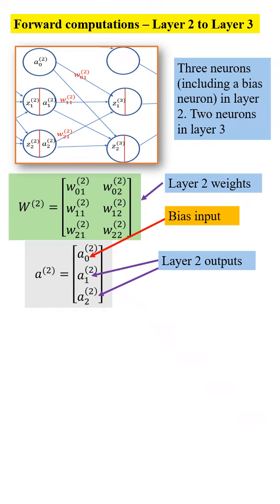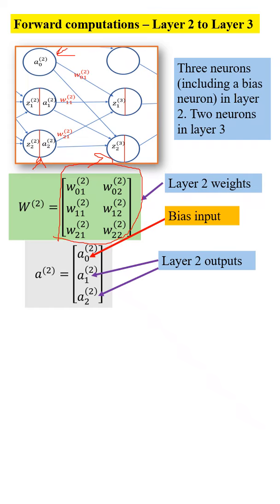Let us look at the forward computation of outputs. We have considered the example from layer 2 to layer 3. Layer 2 has 3 neurons, including a bias neuron, and layer 3 has 2 neurons. So the layer 2 weights are given here. We have 3 cross 2 because there are 3 neurons and 2 in the next layer.